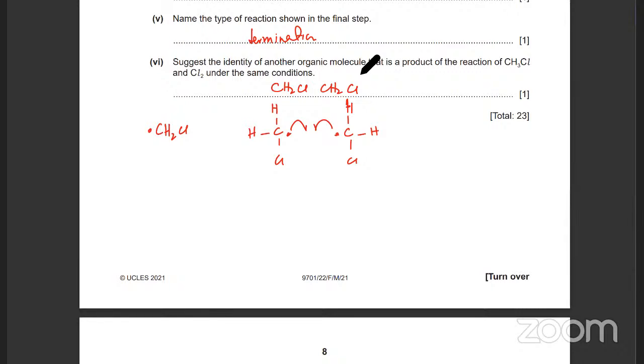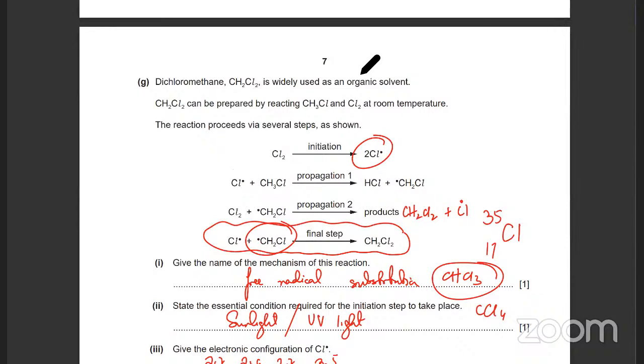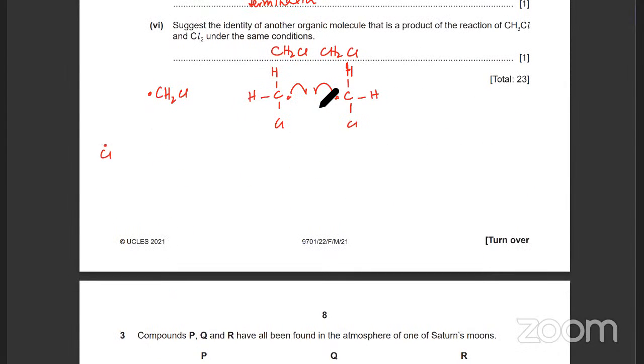So let me draw all the propagation steps, where Cl radicals are produced, right? What was the starting point? I said the starting point was CH3Cl, right? Now I'm drawing propagation steps. First propagation step: the Cl radical comes in, takes away the H. It forms HCl. What is left is C with two H's and a Cl. And that's now a radical because its bonds are incomplete, right?